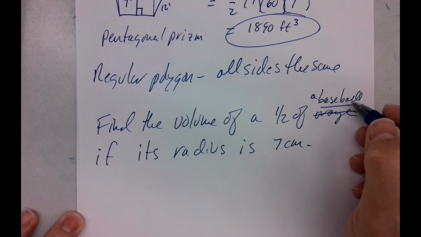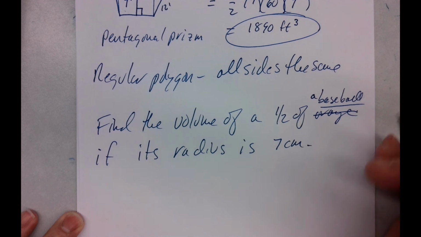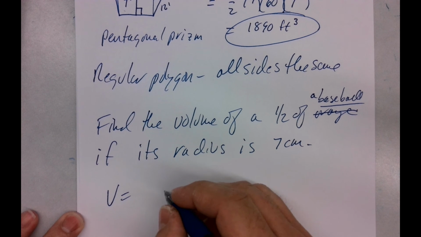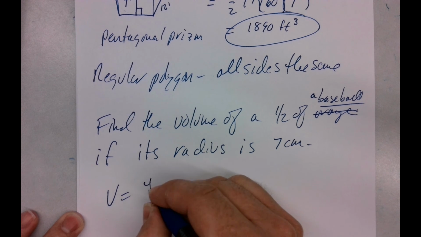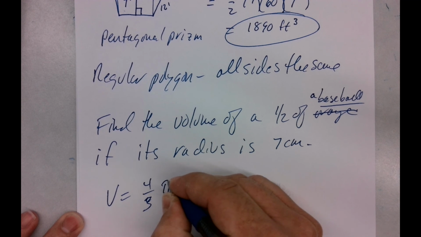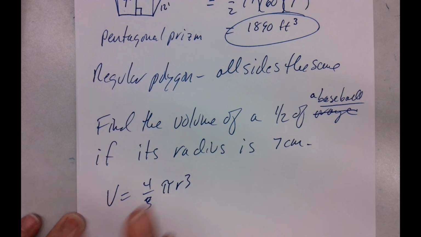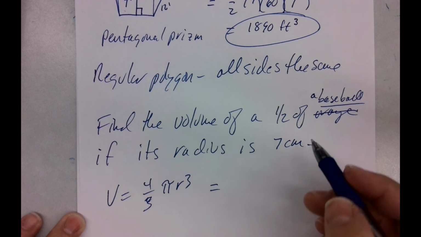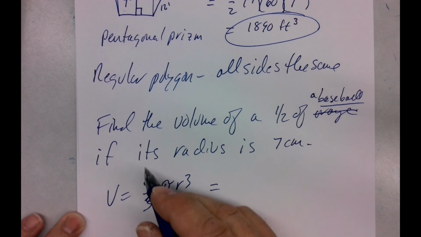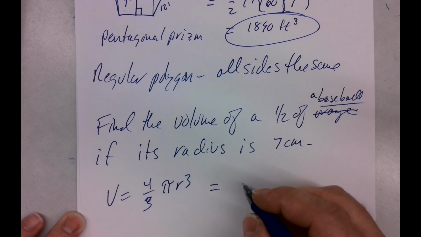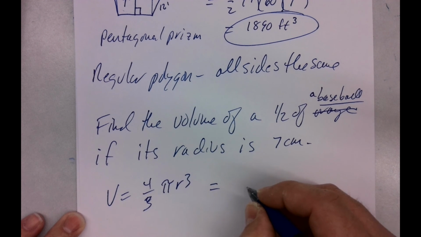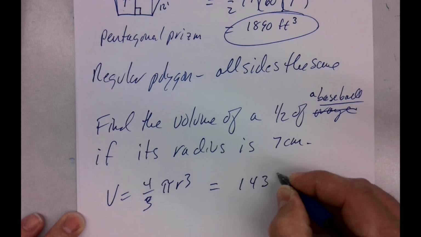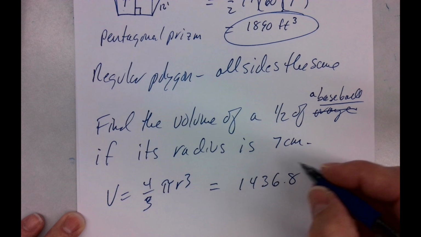Because a baseball is a sphere, right? So what is the formula? V equals 4/3 pi r cubed. That's a formula. And this is what happens every time. They immediately punch that into their calculator, because I only need one number. What's the answer? 1,436.8, and that is centimeters cubed.